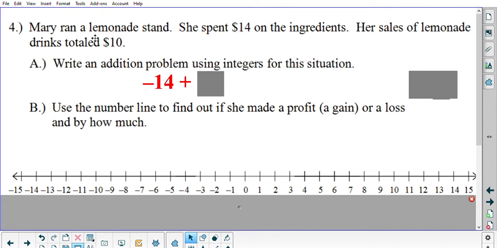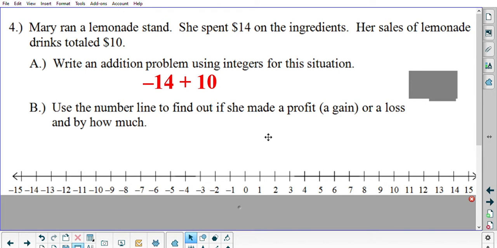Well, that's money coming from the customer to you. That increases your money, right? So that's going to be a positive $10. So it's negative 14 plus 10. And the negative 14 does not need to be in parentheses. It's the very first number we wrote. We're not going to be confused. We're going to know this little dash here is a negative, not a minus. It can't be minus. There's nothing to the left of it to subtract it from. So that's a negative 14. We don't need parentheses.